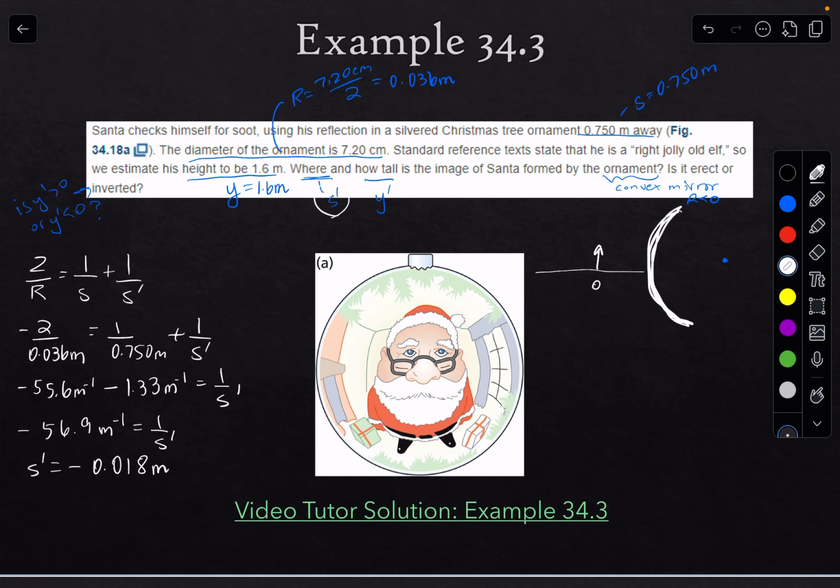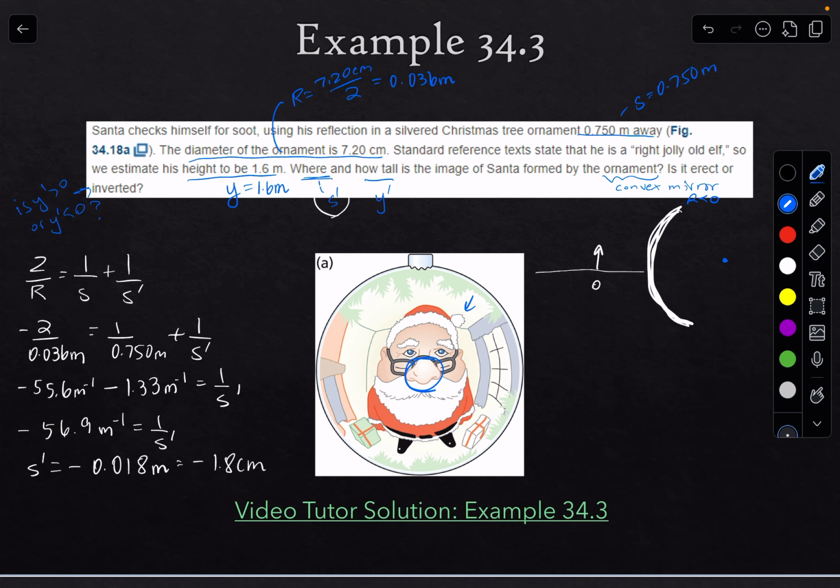So what is 1.8 centimeters? That is how far away the image of Santa appears to be from the mirror, okay? So that's why Santa looks like his nose is magnified, and you know, like this is Santa's image, right? So his nose looks like it's really close to the mirror, right? To the surface of the ornament. Looks like it's about 1 centimeter away. It's close. So let's continue on.